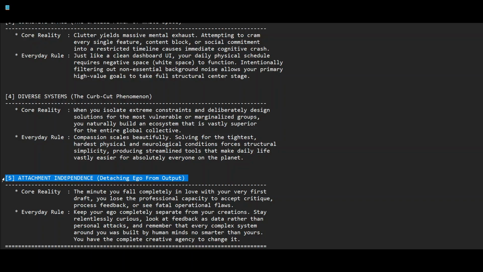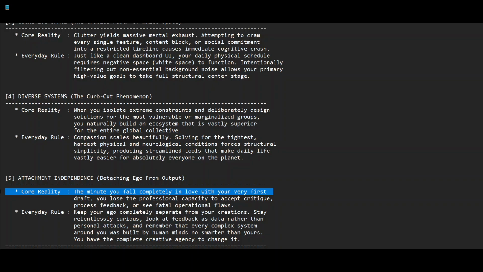Yeah, this is also quite a good thing. So what is the reality? The minute you fall completely in love with your very first draft, you lose the professional capacity to accept critique, process feedback, or see fatal operational flaws. So let's read again. The minute you fall completely in love with your very first draft, you lose the professional capacity to accept critique, process feedback, or see fatal operational flaws.